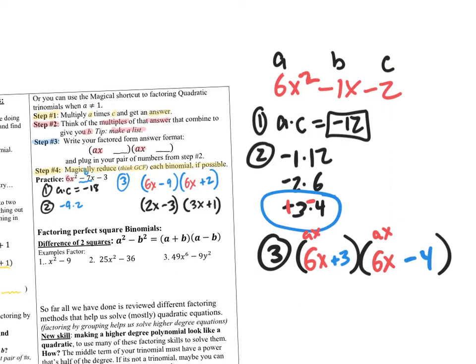And now let's just magically reduce these binomials, okay? If you can. So could I reduce 6 and 3 by something? Yes, reduce by 3. So you're going to magically reduce by 3. That'll give you a 2x and a 1. 6 divided by 3 is 2. 3 divided by 3 is 1. And over here, the 6 and the 4, you could magically reduce those by 2. So 6 divided by 2 is 3 with an x. 4 divided by 2 is 2. And voila, we're done. That is your factored form of your original quadratic trinomial that had the a value of 6.